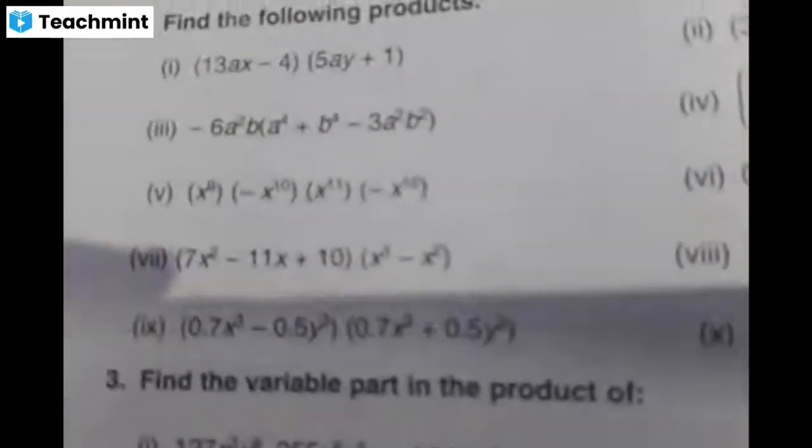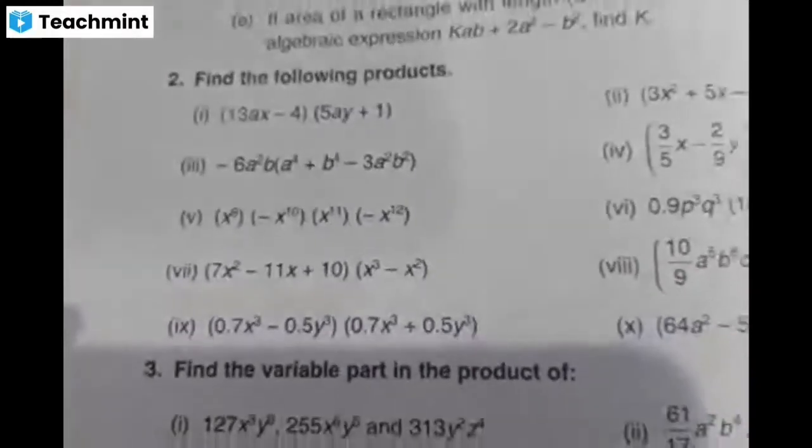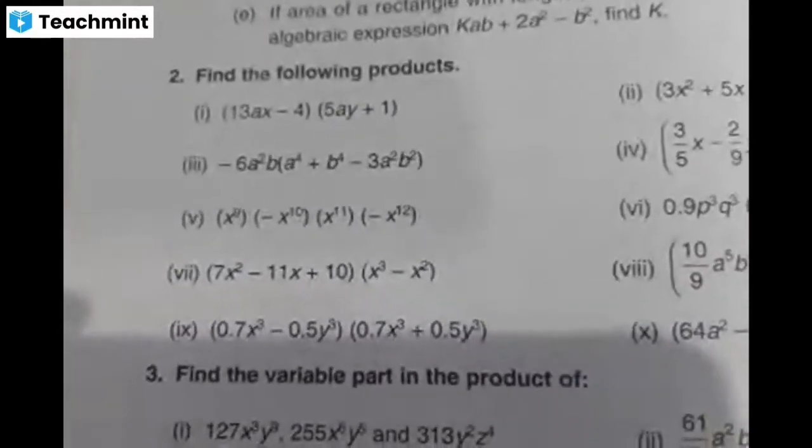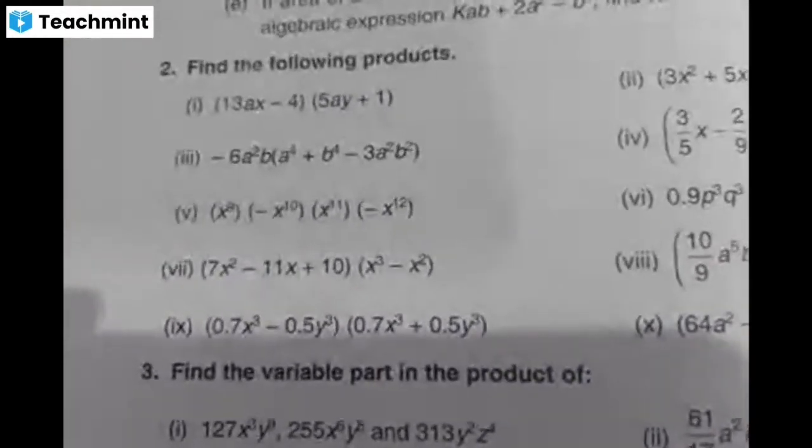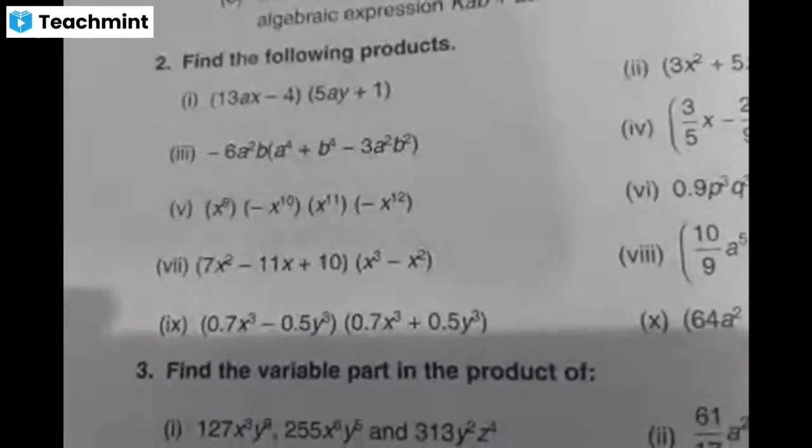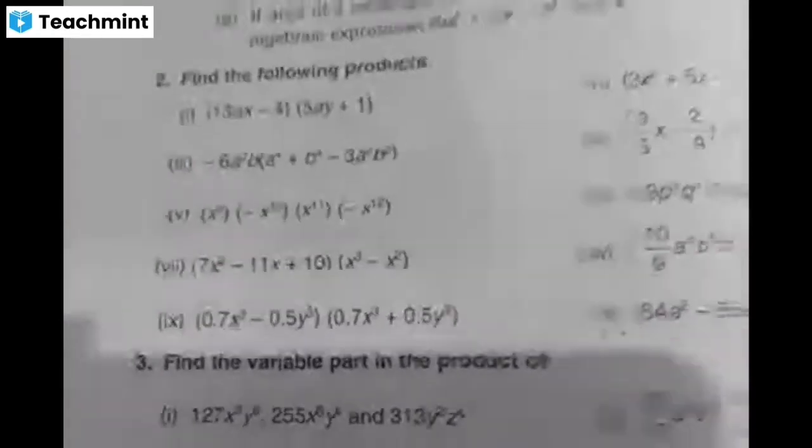Children, next is question number 2. Find the following products. 13AX minus 4 into 5AY plus 1.